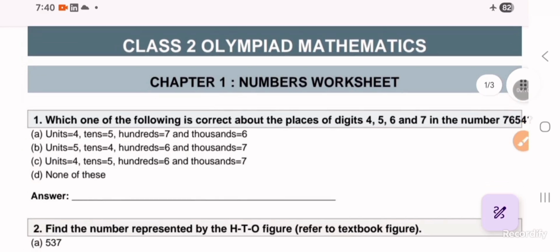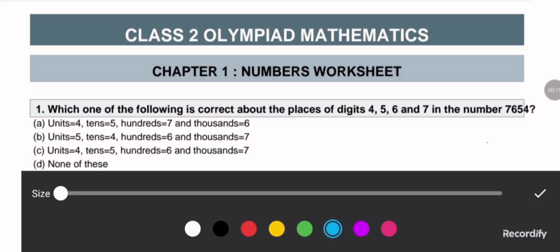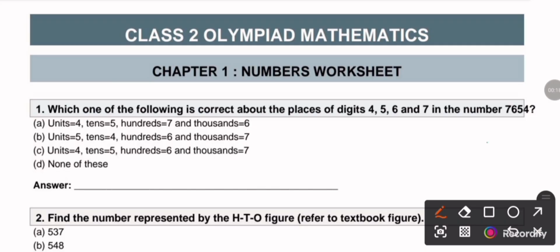This is the first worksheet of maths, the numbers worksheet. So let's start to solve these questions. Question number 1: Which one of the following is correct about the places of digits 4, 5, 6 and 7 in the number 7654?